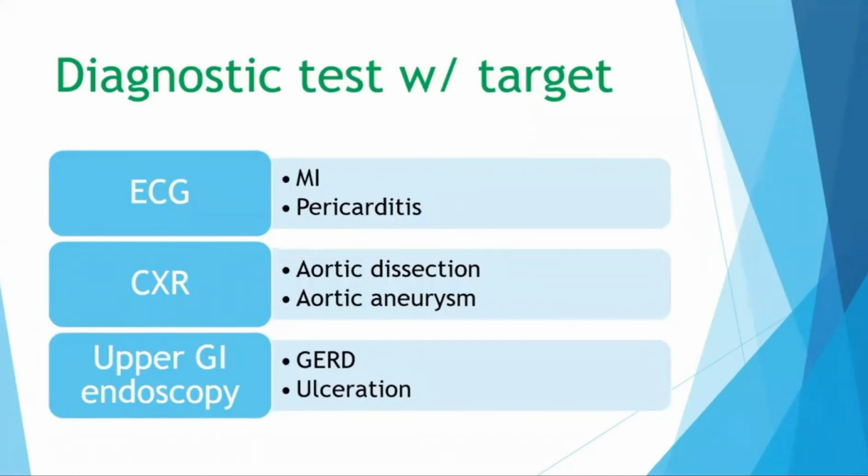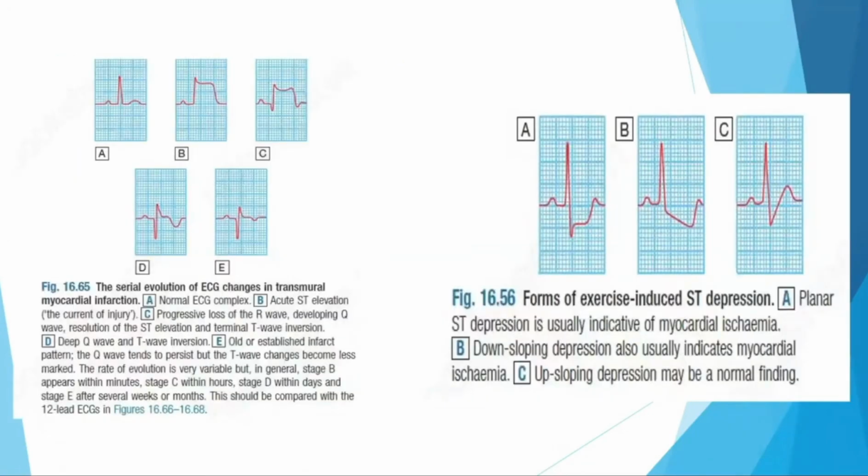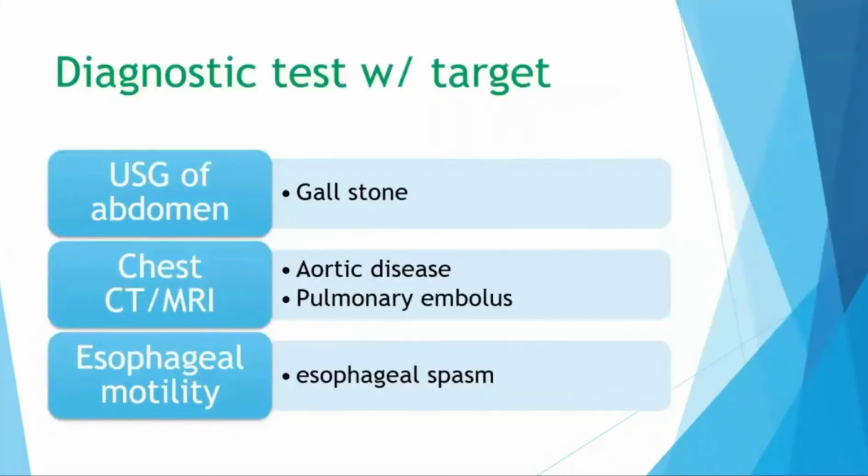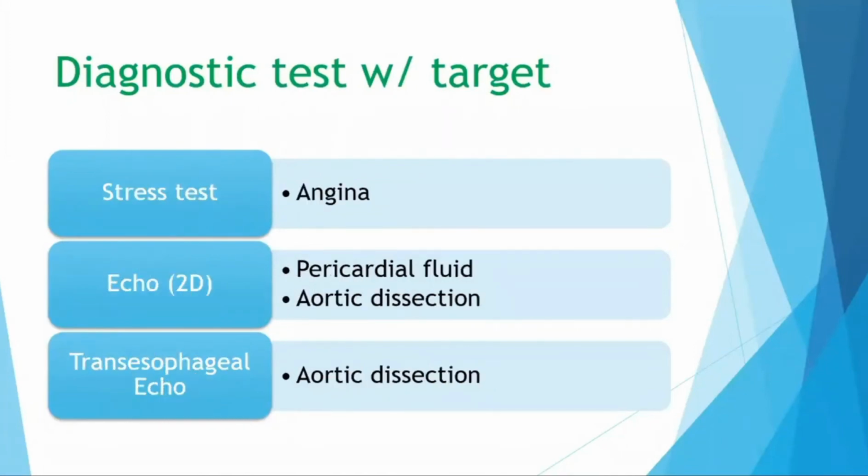Diagnostic tests with target. ECG, where there may be myocardial infarction and pericarditis, where the ECG shows ST elevation or depression, pathological Q waves, and T inversion. Chest X-ray, which includes aortic dissection and aortic aneurysm. Upper GI endoscopy, target is to exclude GERD and ulceration. Ultrasonography of abdomen, if you suspect cholecystitis or gallstone. Chest CT or MRI for aortic disease and pulmonary embolism. Esophageal motility for esophageal spasm. Stress test if angina, echo for pericardial fluid and aortic dissection, and transesophageal echo in aortic dissection.